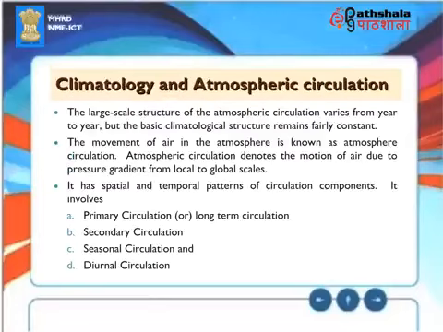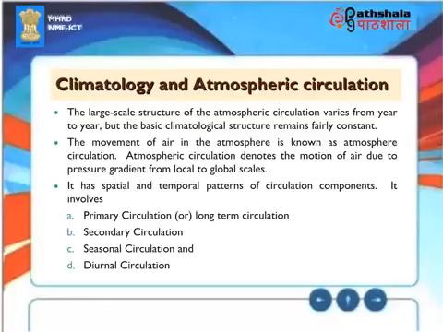Climatology and atmospheric circulation. The large-scale structure of the atmospheric circulation varies from year to year, but the basic climatological structure remains fairly constant. The movement of air in the atmosphere is known as atmospheric circulation. Atmospheric circulation denotes the motion of air due to pressure gradient from local to global scales. It has spatial and temporal patterns of circulation components.